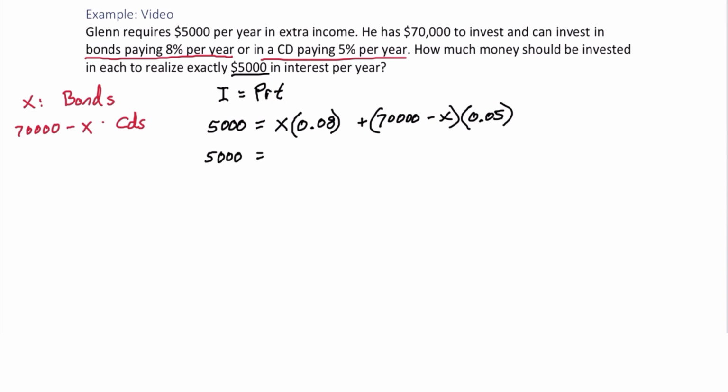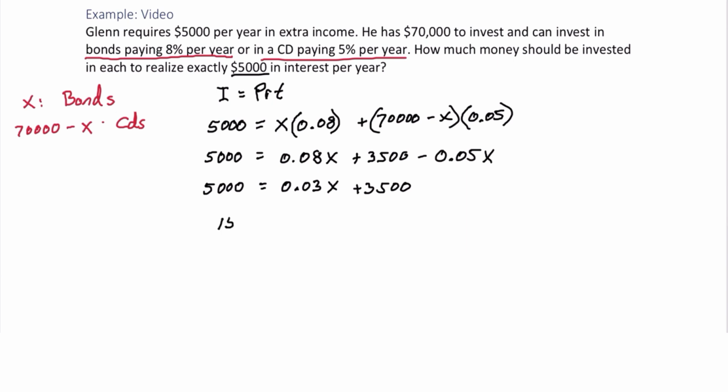5,000 equals 0.08x. 70,000 times 0.05 is 3,500. And then distributing with the negative x, we get negative 0.05x. Combine like terms on the right side. 5,000 equals 0.03x plus 3,500. Subtract 3,500 on both sides. 1,500 equals 0.03x. Then divide by 0.03, and we get that x is 50,000.